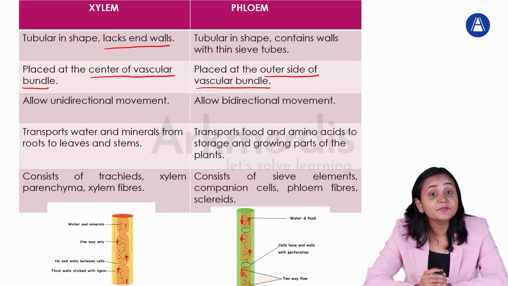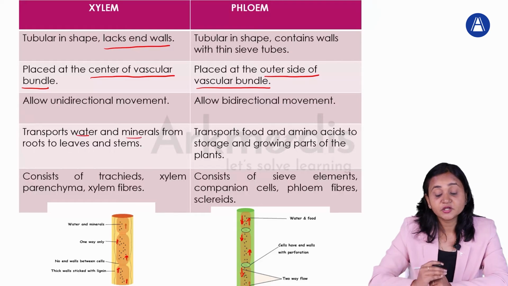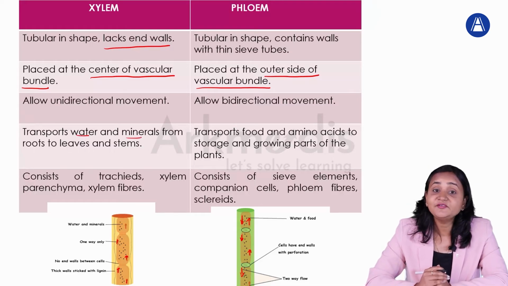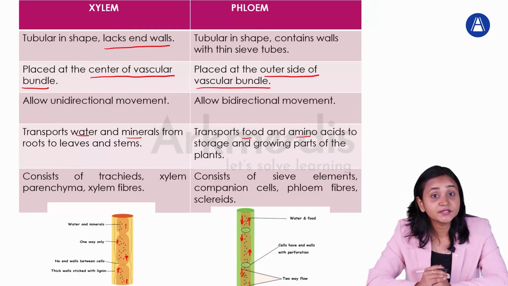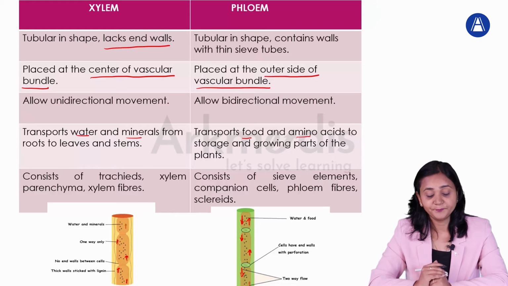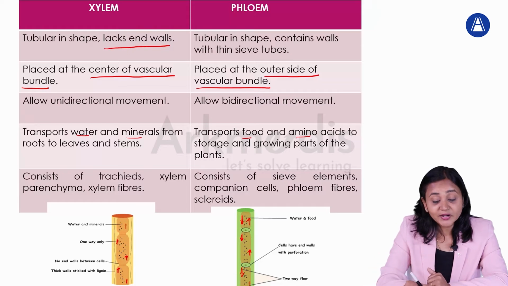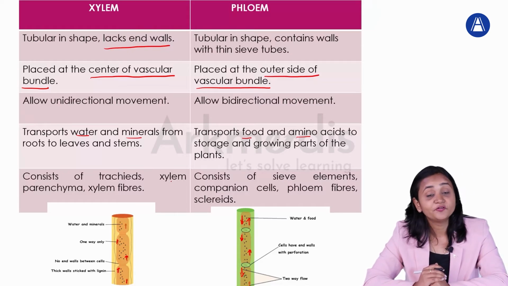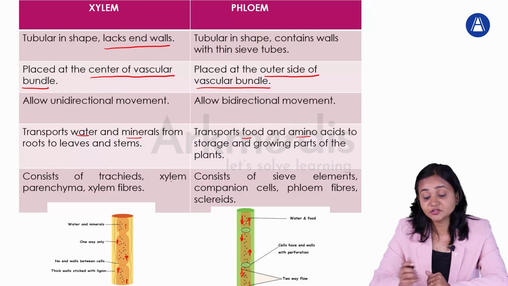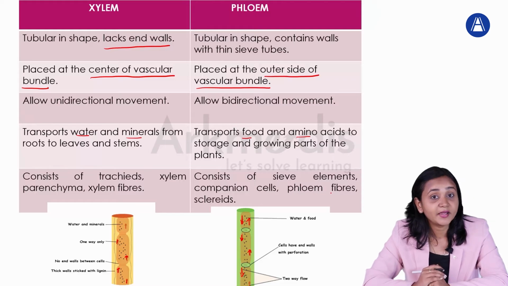Now, the xylem is involved in the transport of water and minerals from the roots to the leaves and stems, while the transport of food and amino acids basically takes place with the help of phloem tissues. Now, the components of xylem vessels are tracheids, xylem parenchyma and xylem fibers, while the phloem consists of sieve elements, companion cells and phloem fibers.